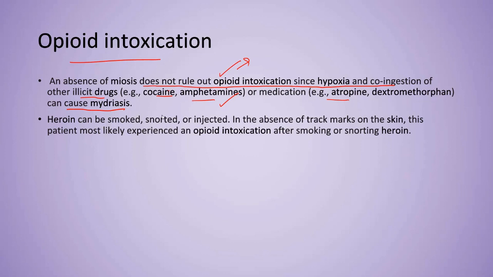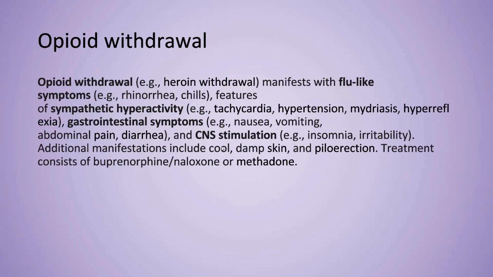Remember that heroin can be smoked, snorted, or injected. So if you have absence of track marks on the neck, remember that you can have opioid intoxication due to smoking or snorting heroin as well. Okay, these are just points to remember. I don't think I've ever seen them tested in a very difficult way, but for the sake of completion, I told you guys this. Opioid withdrawal is very easy to actually see.